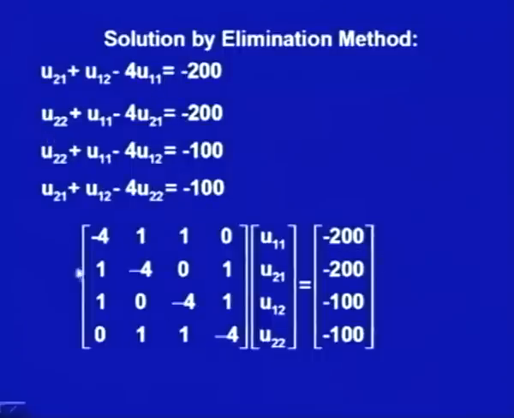Similarly, for the second one, the coefficient of u22 is 1, the coefficient of u11 is 1, the coefficient of u21 is minus 4 and the coefficient of u12 is 0, and so on. So, we get this system: minus 4 1 1 0, 1 minus 4 0 1, 1 0 minus 4 1, 0 1 1 minus 4, and the unknown variables u11, u21, u12, u22 equal to the right hand side: minus 200, minus 200, minus 100, minus 100.